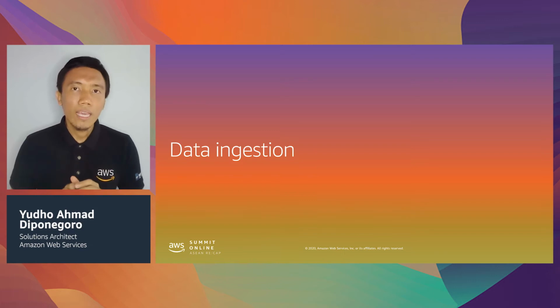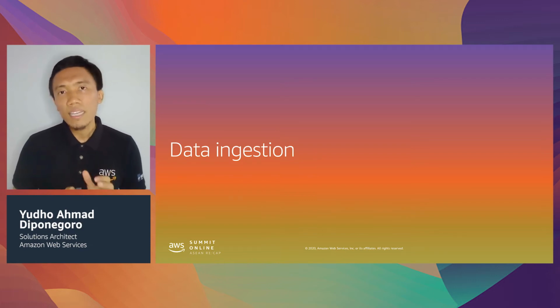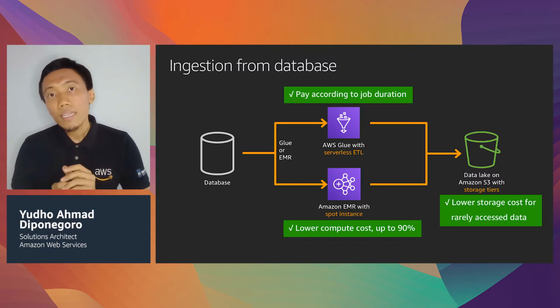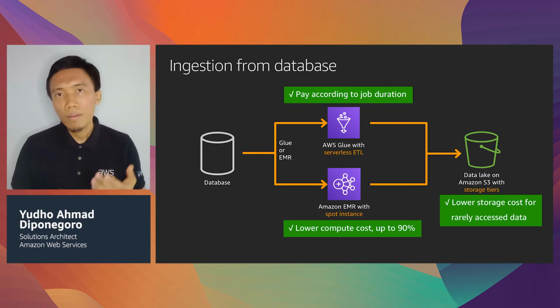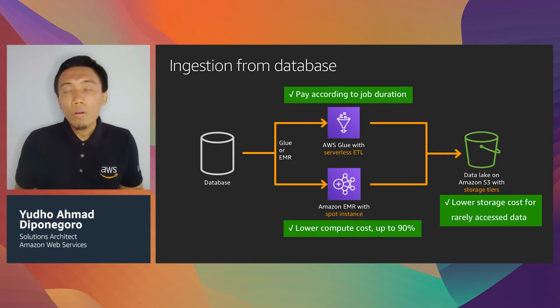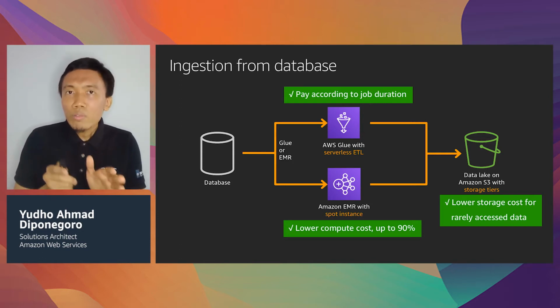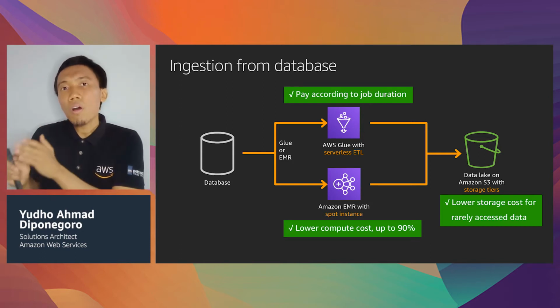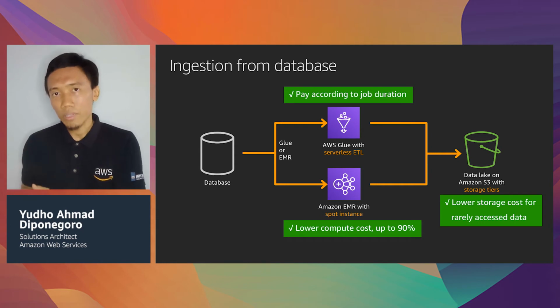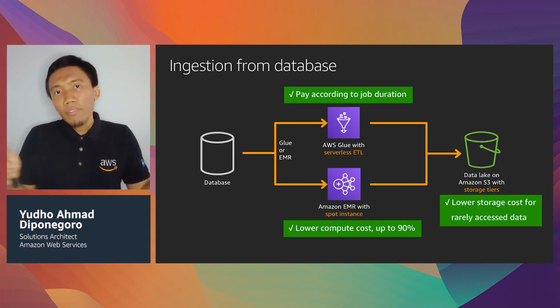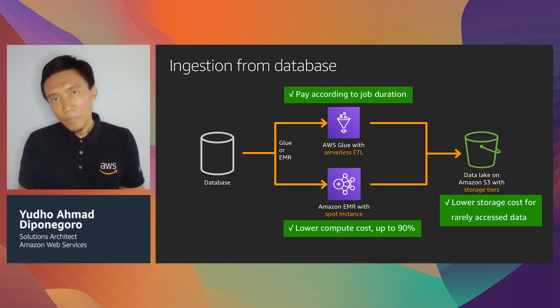Let's learn how we can cost optimize the data ingestion pipeline. Imagine that you have data sitting on your relational database. It could be on MySQL, PostgreSQL, Oracle, SQL Server, or Aurora. Then you need to get all this data to be loaded on your data lake on Amazon S3 with some transformation job in between, and everything needs to happen automatically.